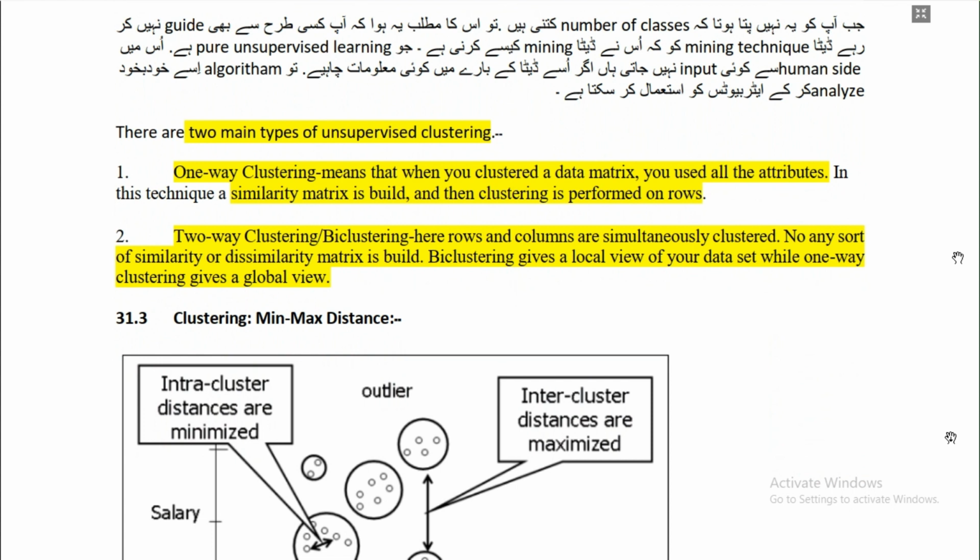2. Two-way clustering. Here rows and columns are simultaneously clustered. No sort of similarity or dissimilarity matrix is built. Biclustering gives a local view of your data set while one-way clustering gives a global view.